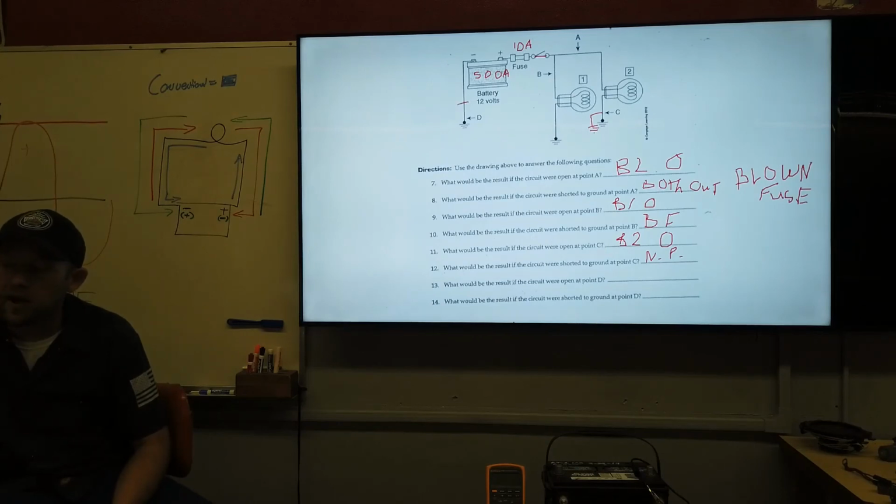Then what would be the result if we had an open at D? So if you get a break in the circuit at D, then understand what D is. D is the path back for that bulb and the path back to the battery for that bulb. So this is common to both bulbs. And so in that case, if you have a break in the circuit at D, then both are out.